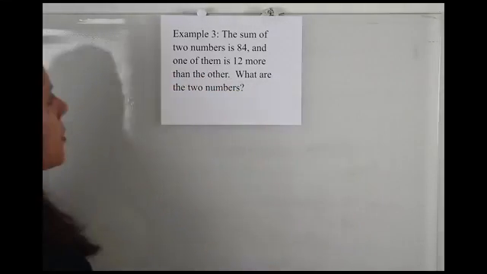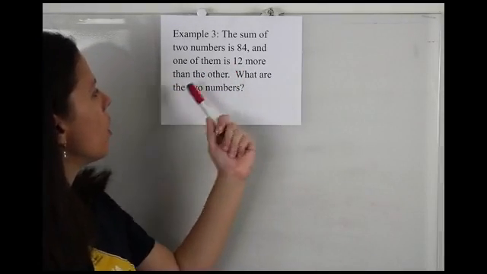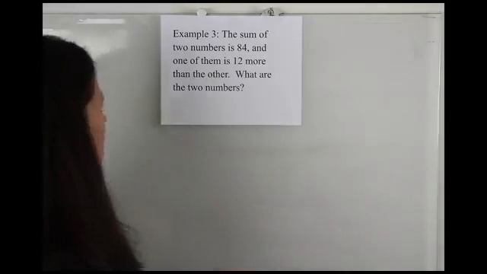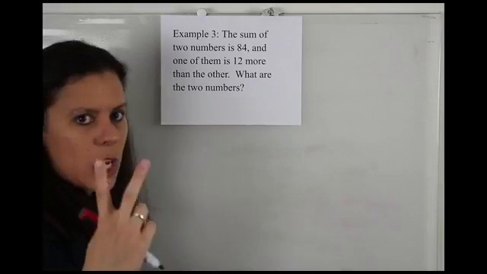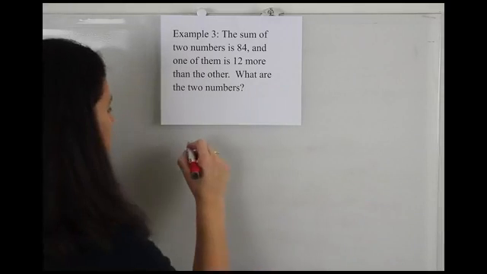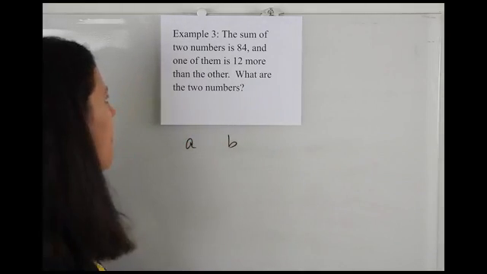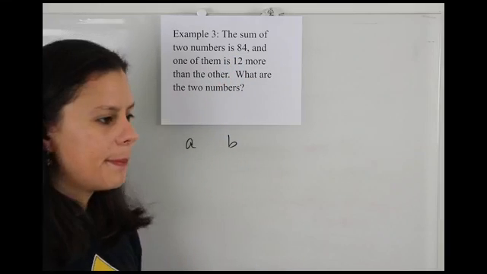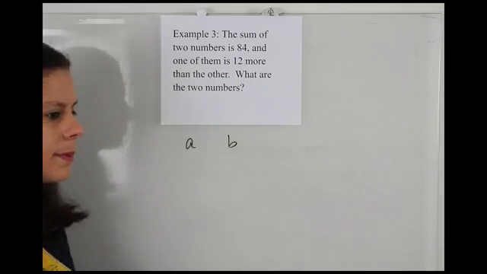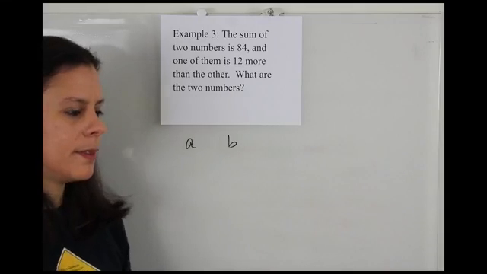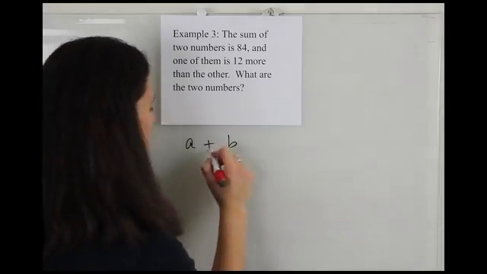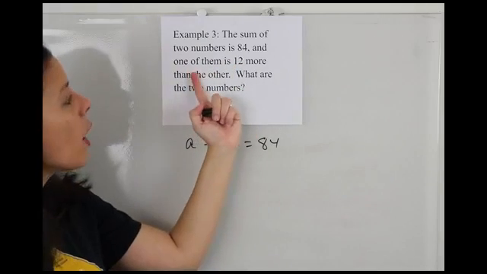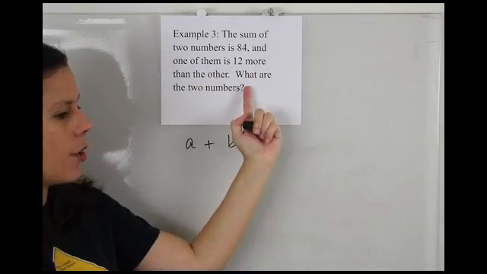So the sum of two numbers is 84, and one of them is 12 more than the other. Okay? So, sum of two numbers is 84. We know we're going to have two different numbers. I'm just going to call them A and B. The sum of those two numbers is 84. So how would I write that? A plus B equals 84. Bam. And it says that one of them is 12 more than the other.